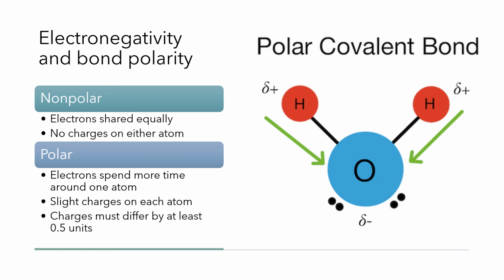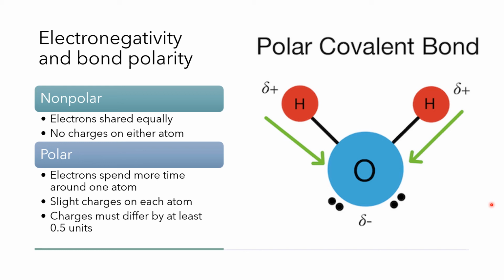So electrons don't always like to hang out around the atoms equally. In a covalent bond, we're sharing electrons. That doesn't mean that the electrons are equally shared. Sometimes they are not equally shared between the atoms. When we're talking about that, we're talking about bond polarity. A nonpolar bond is one where the electrons are shared equally between the two atoms, and there's no slight charges on either atom. Everybody's happy. Everybody has enough electrons around them at all times.